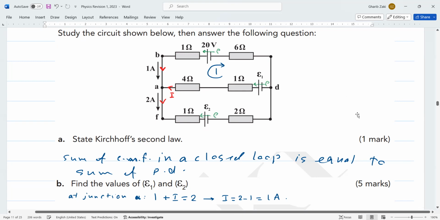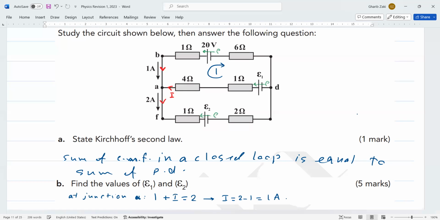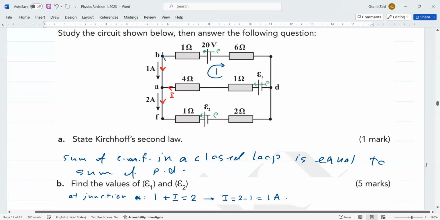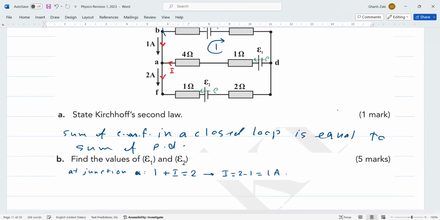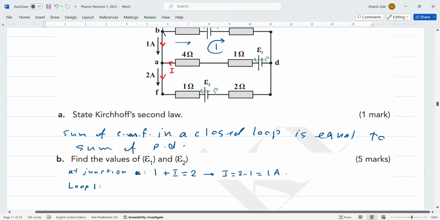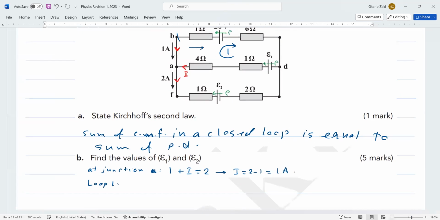Now, we start with a point. This is loop 1. So we can start with any point in loop 1. We can start from the point B and go around the closed loop until you come back to the point A. Then we write here loop 1. I said I start from point B. I go in this direction. It's a clockwise direction. Can you see?